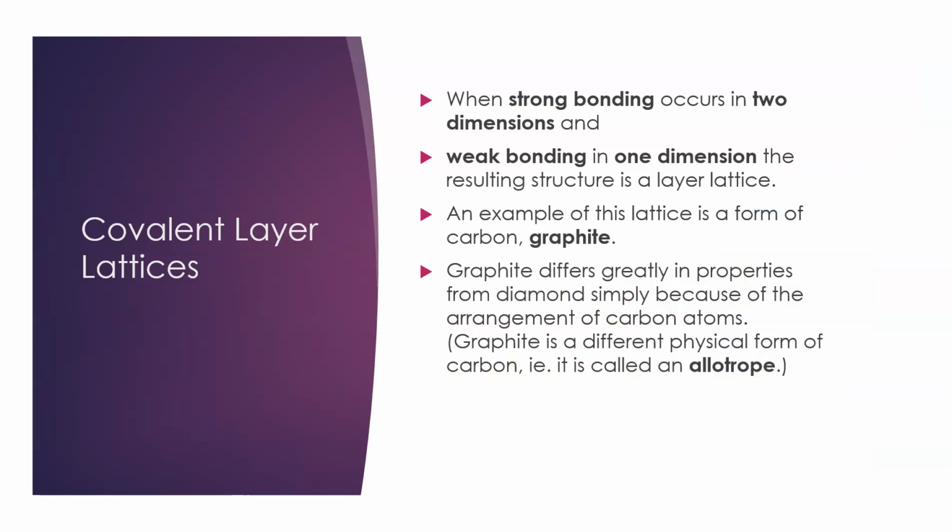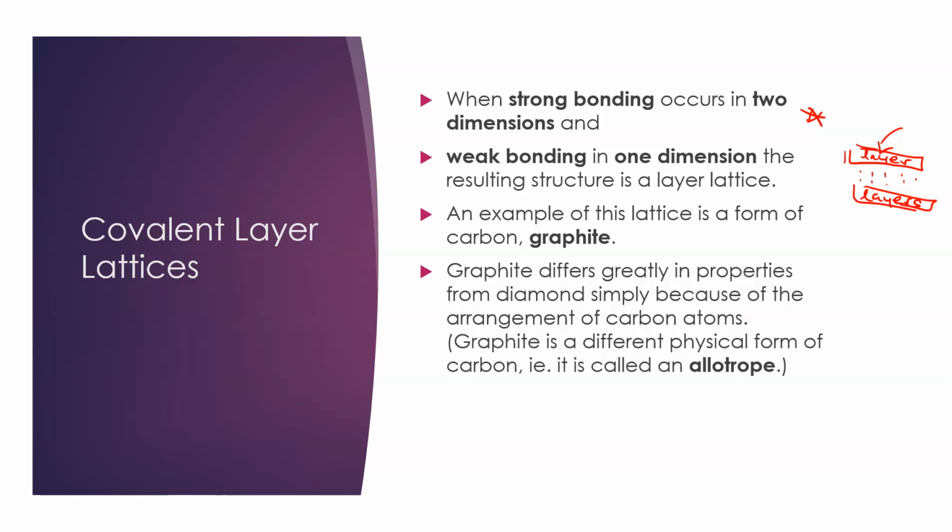In contrast, a covalent layer lattice has strong bonding occurring in 2 dimensions. Okay, this is critical, remembering diamond was 3 dimensions, with weak bonding in 1 dimension. So what this means is that we have layers where we have strong covalent bonds in the layer, and then between layers, we have weak intermolecular forces. Okay, so this is our 2 dimensions, X and Y, and then in the 3rd dimension, holding those together, we have weak intermolecular forces.